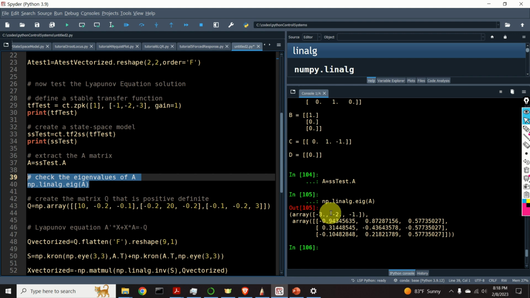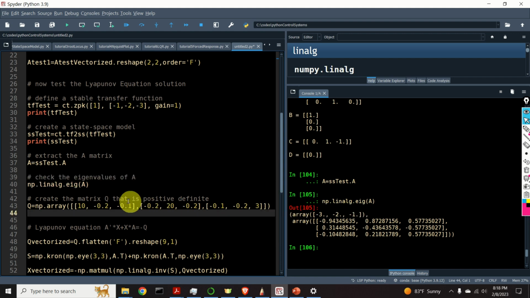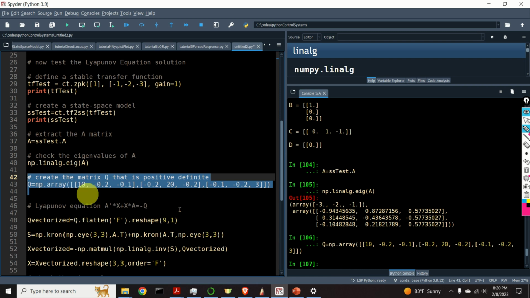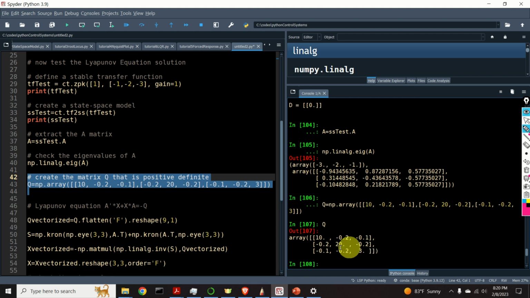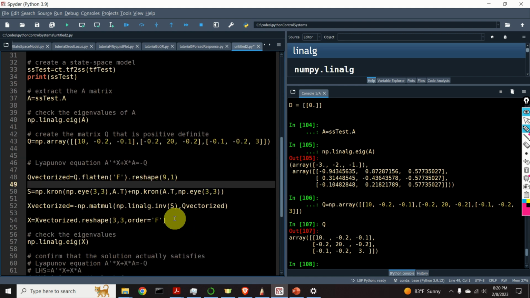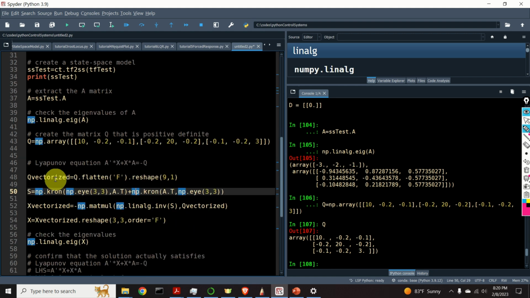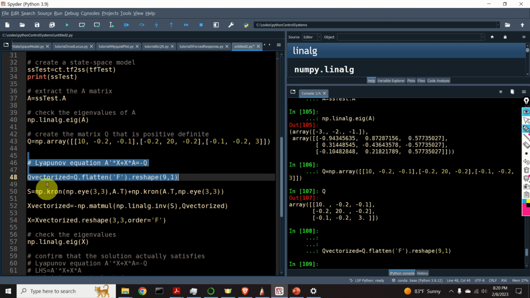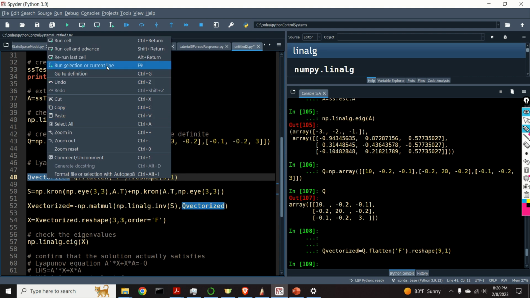Consequently, here's our matrix. Eigenvalues, they are -3, -2, and -1. The matrix is stable. Okay, next, let's create the right-hand side of our Lyapunov equation. Here is the right-hand side matrix Q. I deliberately constructed a matrix Q that's actually positive definite. Next, let's form our vectorized Q. That is, we're applying the vectorization operator to our Q, and here it is.